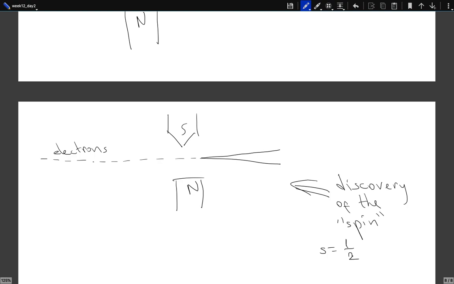Well, put one more. Not in the z-axis, but in the y-axis, and see what happens.